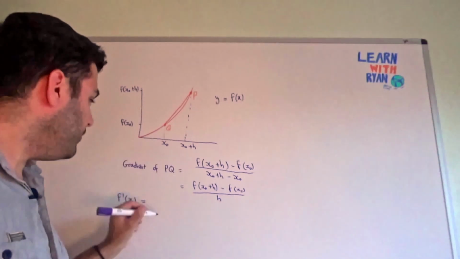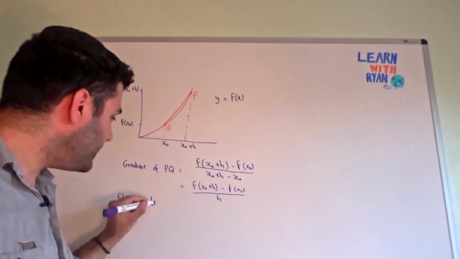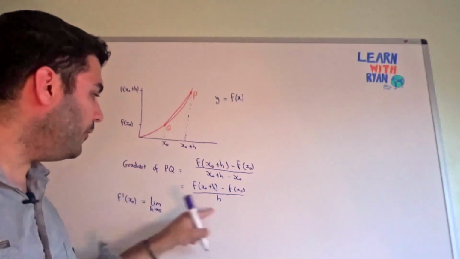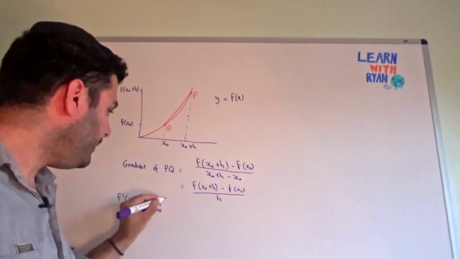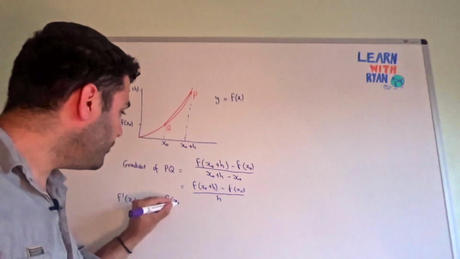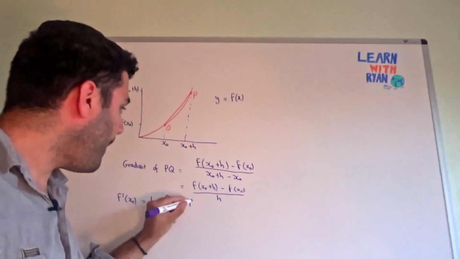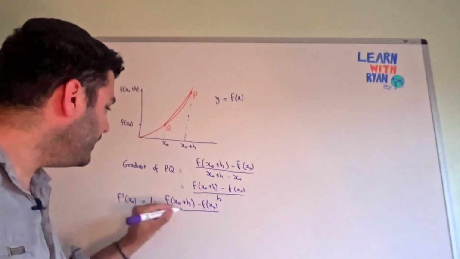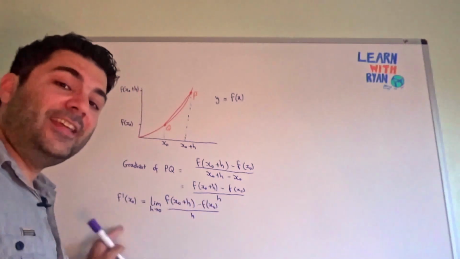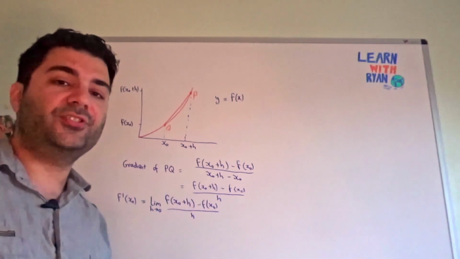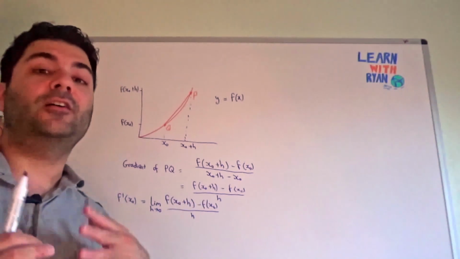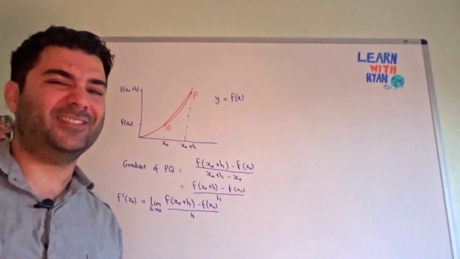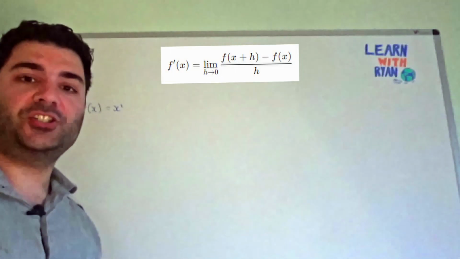And that's equal to, so this time we need to take the limit as h tends to 0 of this function here. So f of x naught plus h minus f of x naught all over h. And this is the formula that we use to differentiate functions from first principles. And we're going to have a look at some examples. So let's have a look at an example question.